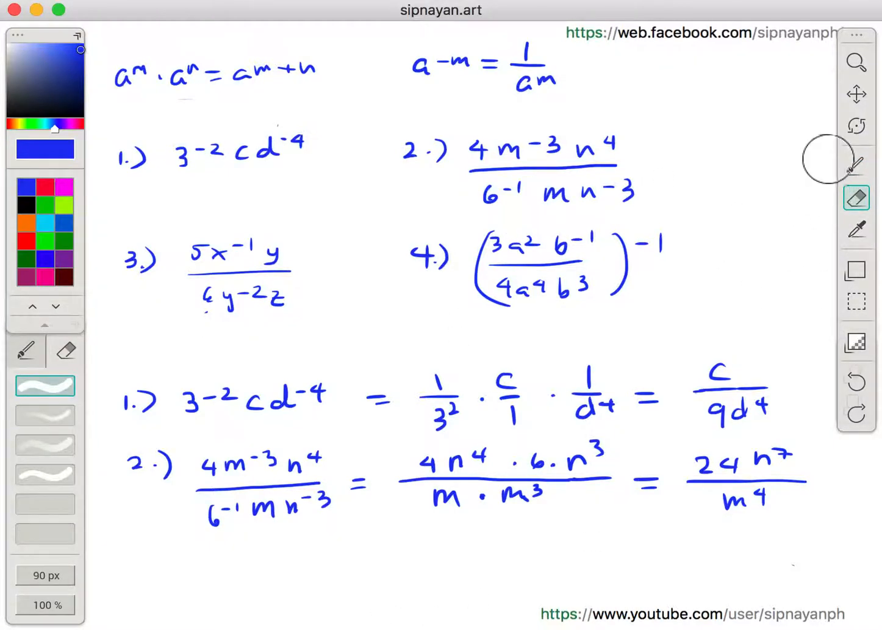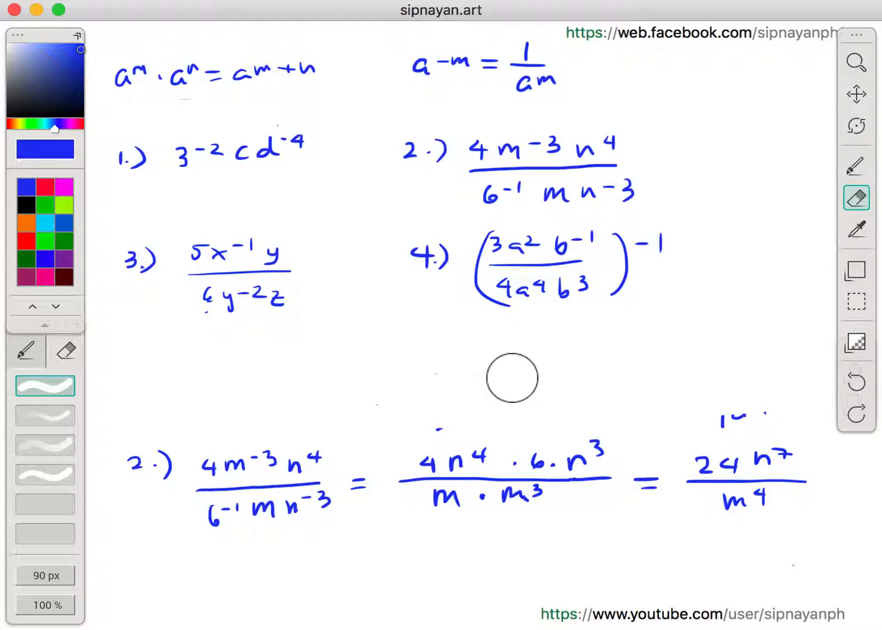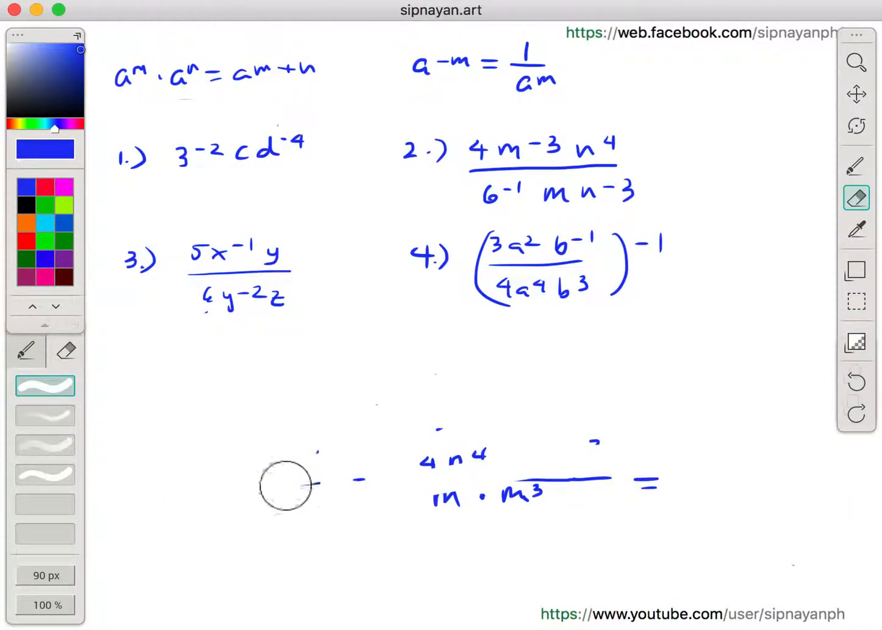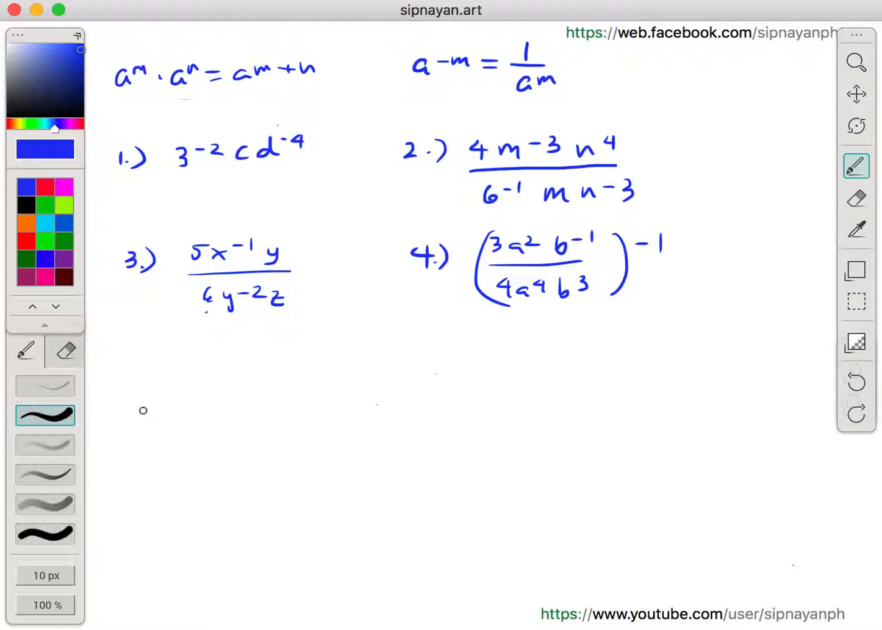Now, for number 3, we have, burahin na siguro natin to para di masikip. Ang galing ng whiteboard ko, no? May tunog pa. Okay, number 5.